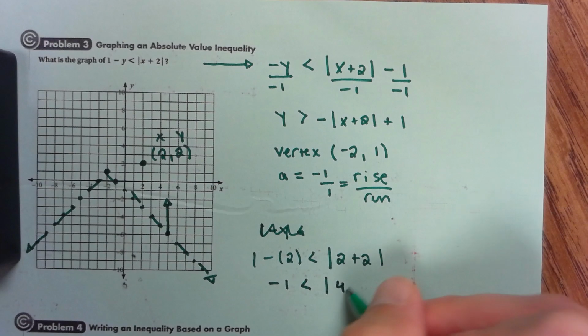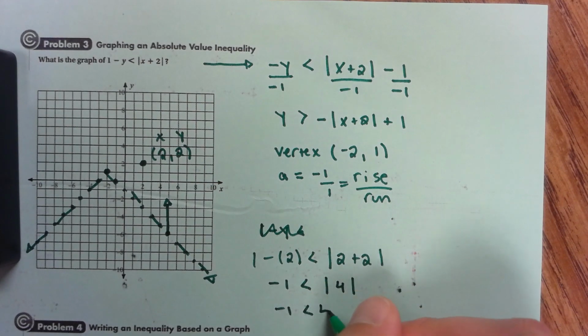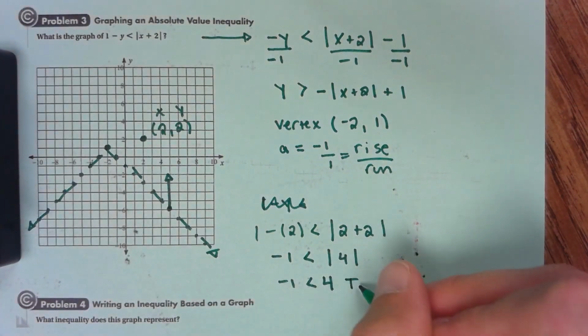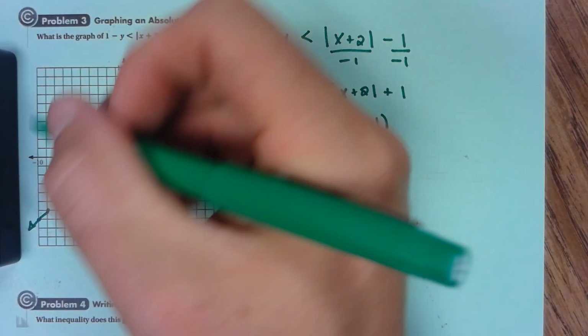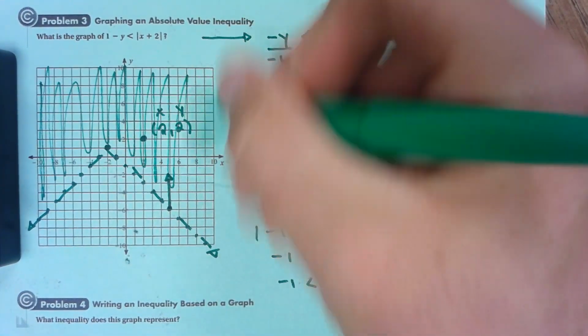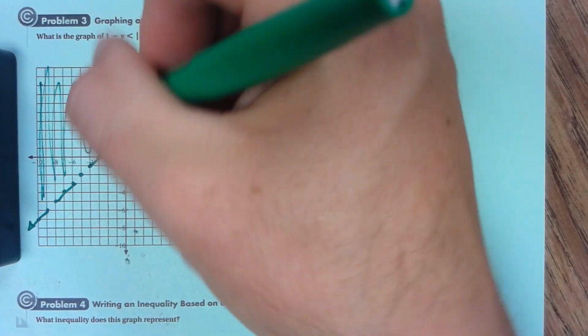1 minus 2 is negative 1. 2 plus 2 is 4. And the absolute value of 4 is 4. Well, negative 1 is definitely less than 4. Thus, this is true. And thus, that is confirming the outside of the V contains all the points that make the inequality true.